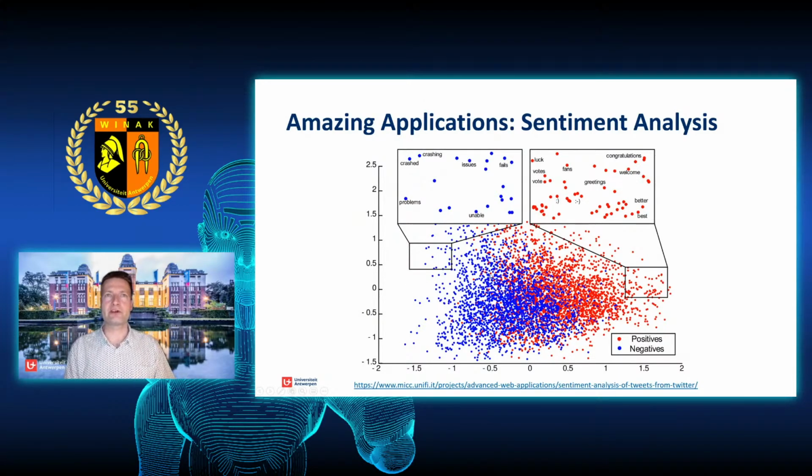If you also look at words that are mapped to those regions, for the negative tweets, problems, crashed, crashing, issues, fails, they end up in positions that are close to one another. Things like better, best, congratulations, end up in another position. So for instance, there is a professor in this university that is using this type of technique to detect cyberbullying.